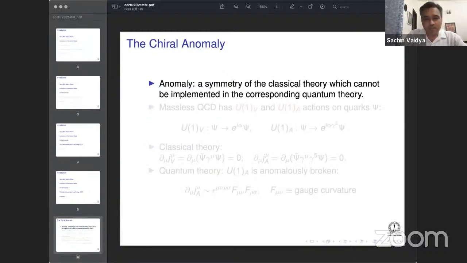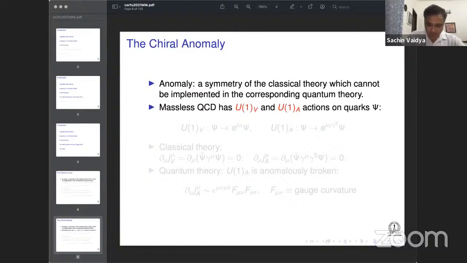Okay, so let me briefly remind you what the chiral anomaly is. And before that, of course, we all know what an anomaly means. It's a symmetry of the classical theory, which cannot be implemented in the corresponding quantum theory. And perhaps the oldest and the best known example of this is the axial anomaly or the chiral anomaly.